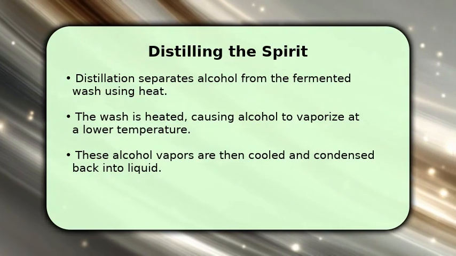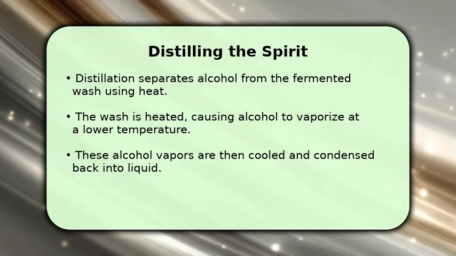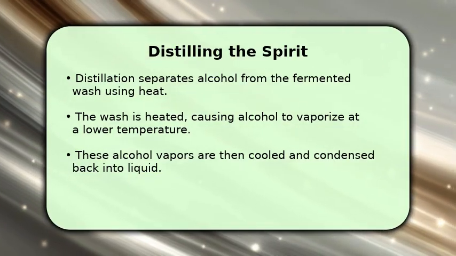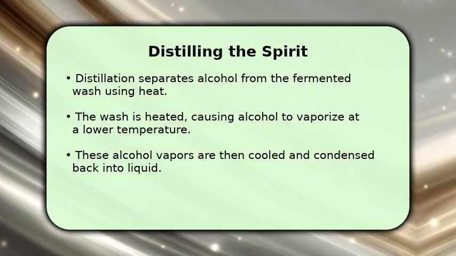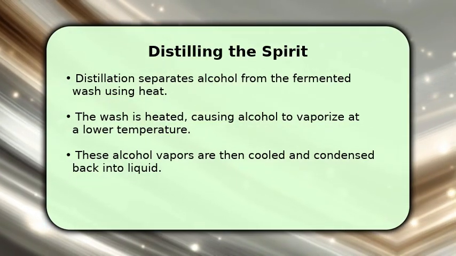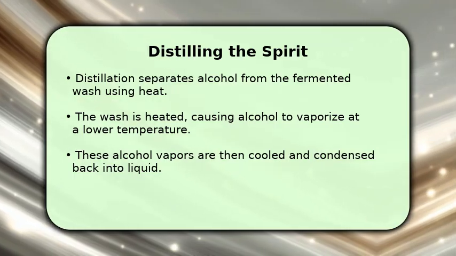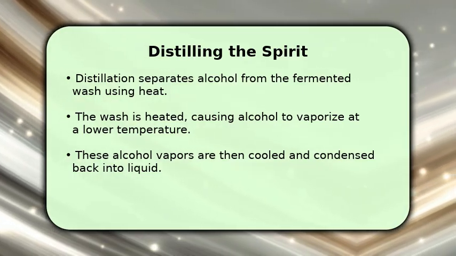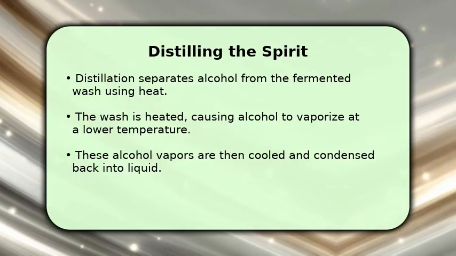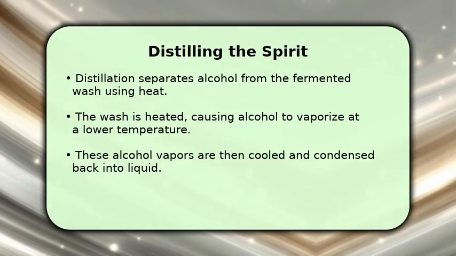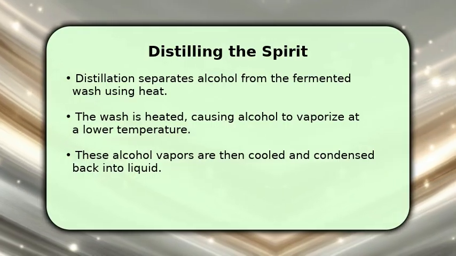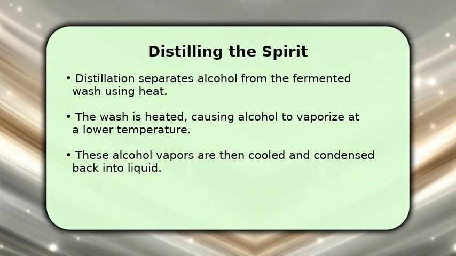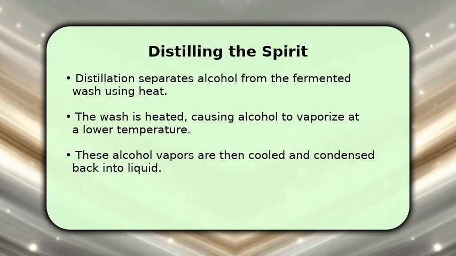Following fermentation, distillation is employed to concentrate the alcohol. The fermented wash is gently heated, causing the alcohol, which has a lower boiling point than water, to vaporize first. These alcohol-rich vapors are then directed through a cooling system, where they condense back into a liquid form. This repeated heating and cooling process effectively separates and purifies the alcohol, yielding a much stronger spirit.